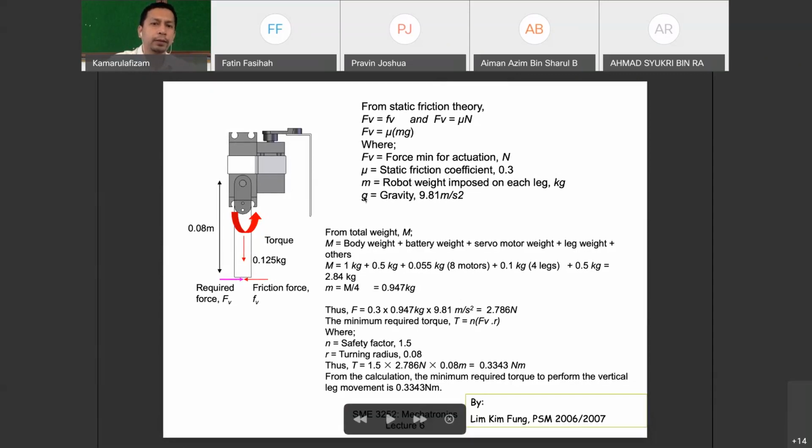sebelum you boleh design sesuatu sistem mechatronics untuk handle certain amount of loading ataupun mechanical loading lah. Alright, macam sini. Finally, you know that from the calculation, the minimum torque required from vertical leg movement adalah 0.3 Newton meter. So you have to make sure that the whole structure ni boleh support at least 0.3 Newton meter. Dia punya motor ke, dia punya mechanical contact ke, kan. Dia punya macam-macam.